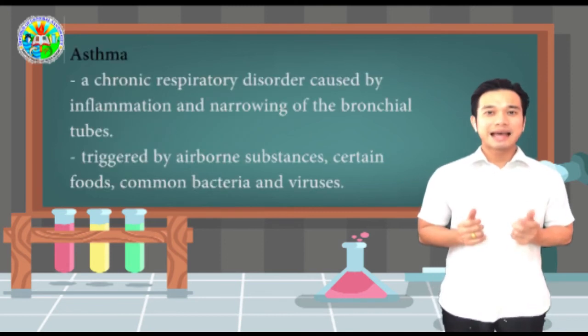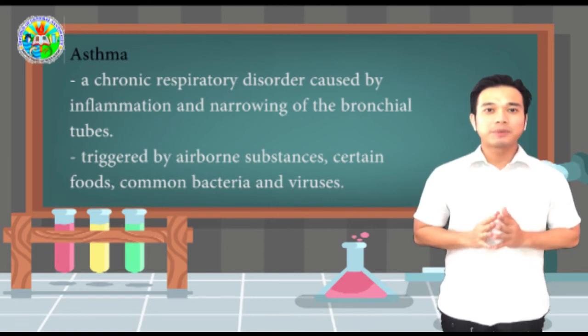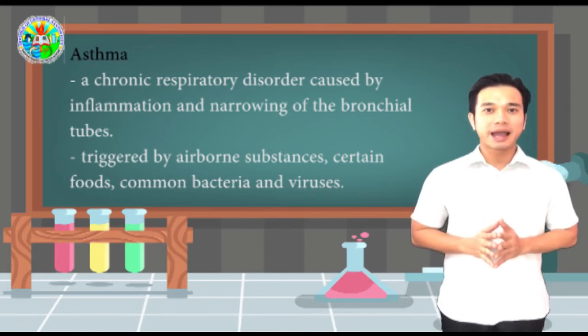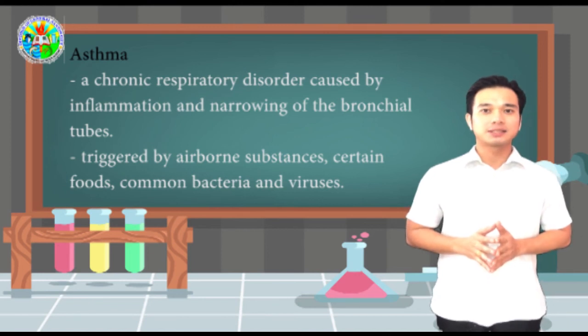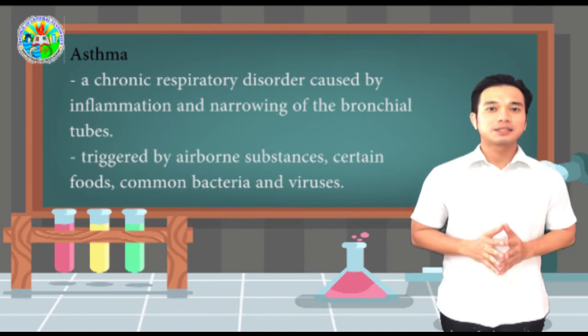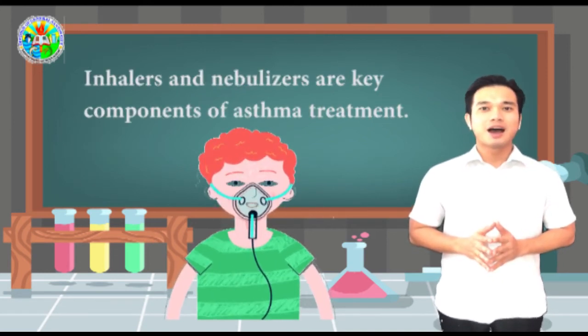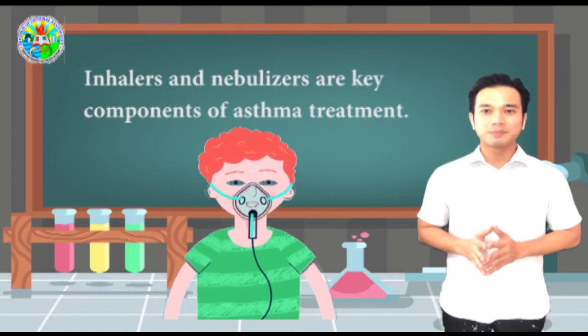Next is asthma. Asthma is a chronic respiratory disorder caused by inflammation and narrowing of the bronchial tubes. Asthma is triggered by airborne substances, certain foods, common bacteria, and viruses. Inhalers and nebulizers are the key components of asthma treatment.